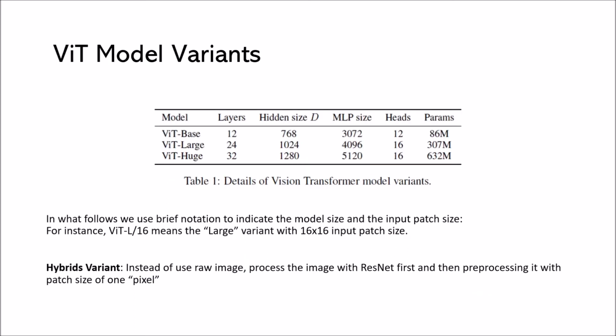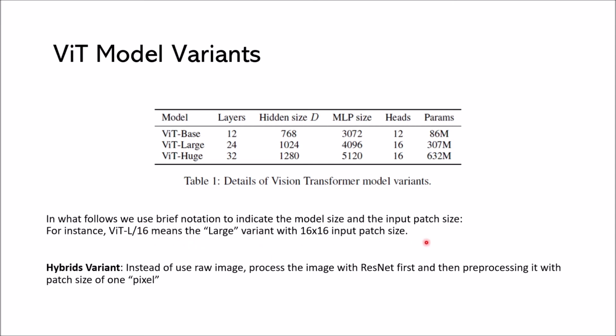In this paper, they propose several variants of the vision transformer model. First, they have ViT-Base and ViT-Large, which are completely similar to the BERT model. So they have similar parameters here. And then they add one more variant, which is ViT-Huge. This has more layers, more hidden layers, more MLP size, and twice the parameters of ViT-Large. And note that we can indicate the model size and the input patch size altogether. So for instance, we have ViT-L/16, which means it is the large variant with 16 by 16 input patches.